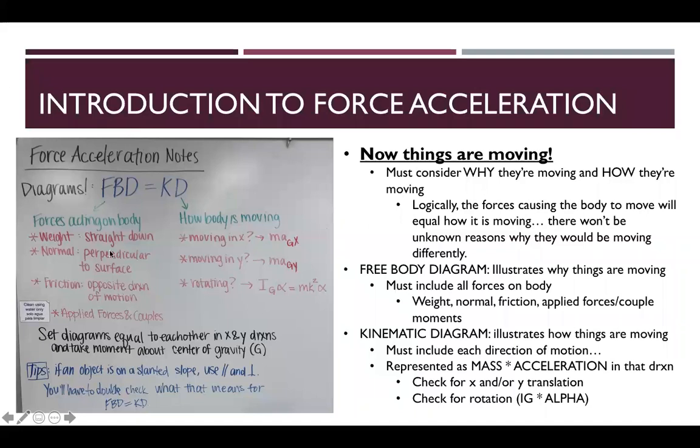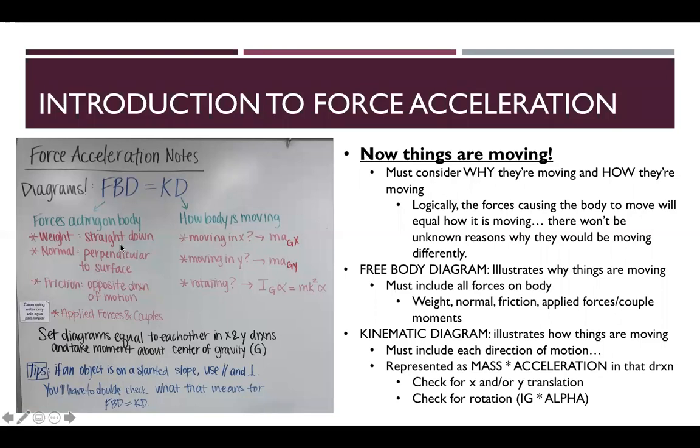So for free body diagrams, that's the one that talks about why things are moving, right? And it only has the forces acting on it. It doesn't have anything about the motion itself. Some things you should include: the weight, normal force, friction, and any other applied forces or couples on the body itself. And a couple things to remember, especially between weight and normal force, is that weight always acts directly down, 100% vertical in the downward direction.